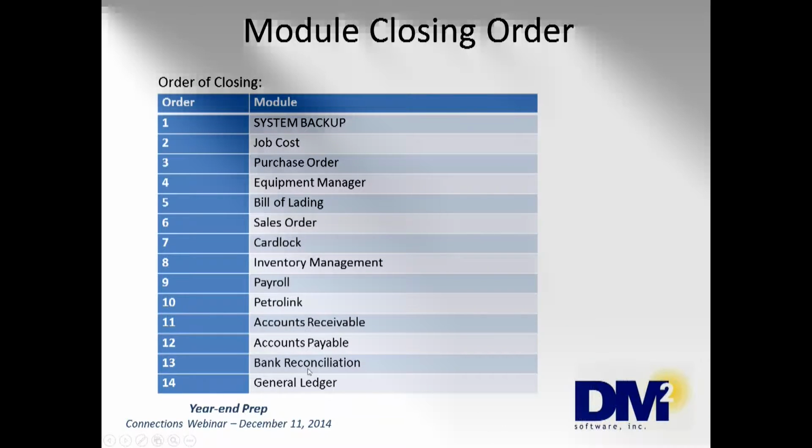If for instance you don't have these modules listed, you can just ignore them. But there are also some modules on here that don't have an actual period end task, but they're on here to remind you, for instance, in bank reconciliation, that there might be tasks you want to complete prior to closing. And then the very last task on here is general ledger. You close general ledger only after everything's been reconciled and any adjustments that may be required have been made.